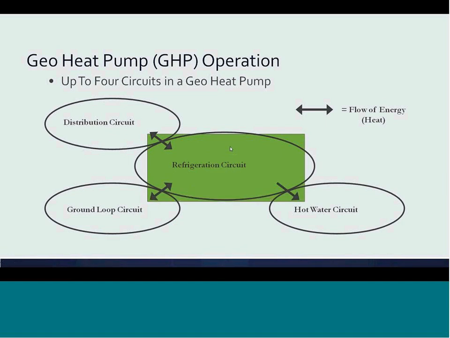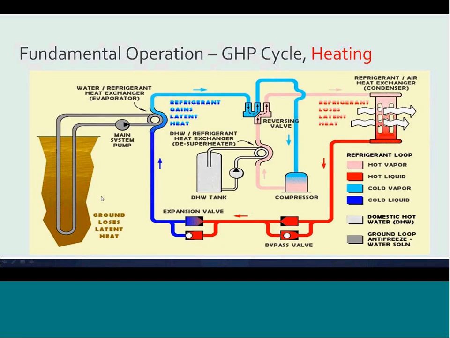What we're going to start with is looking at the refrigerant circuit. Let's start by looking at the thermodynamic cycle of a geoheat pump in heating mode. At the air-to-water heat exchanger in the geoheat pump, vapor rejects energy to the air, causing the refrigerant to change state from vapor to liquid, depicted here in red.